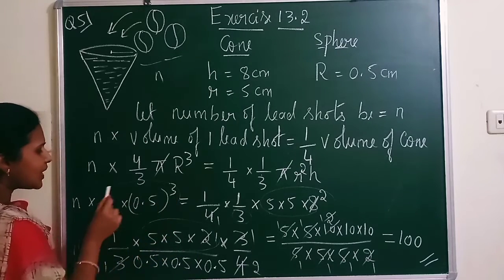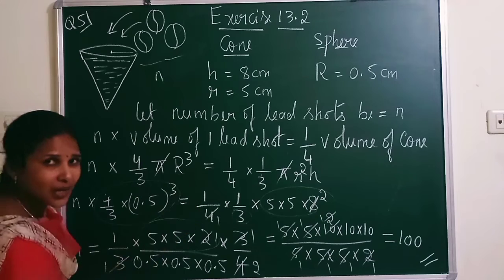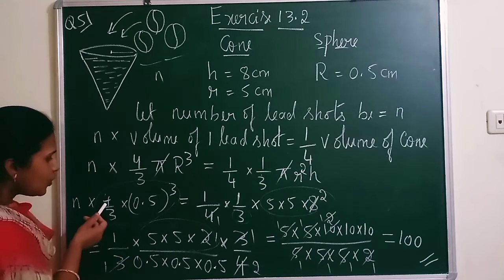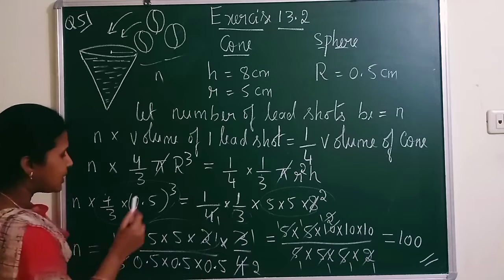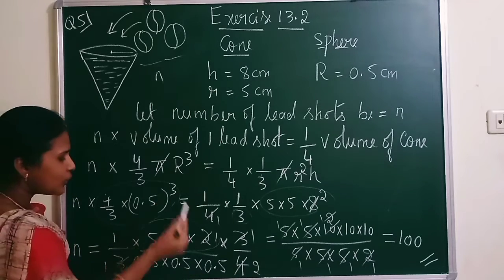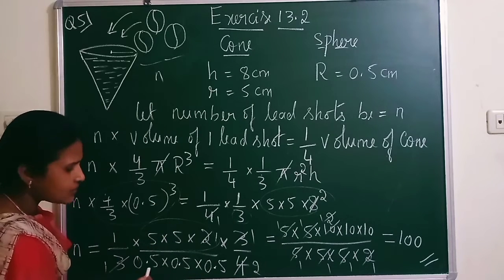And this left hand side I am taking to the right hand side. What happens? 4/3 becomes 3/4. It becomes reciprocated. Next, 0.5 whole cube comes in the denominator. How many times? 3 times.